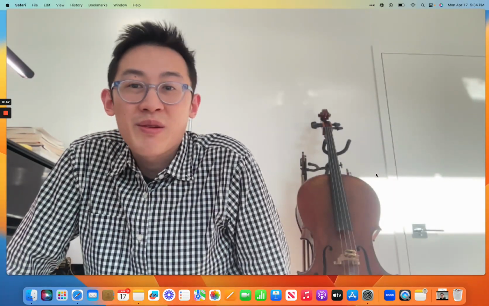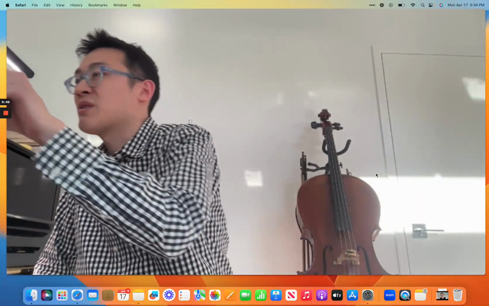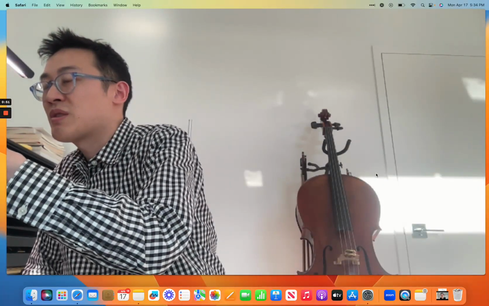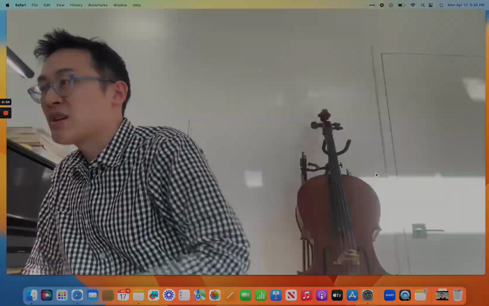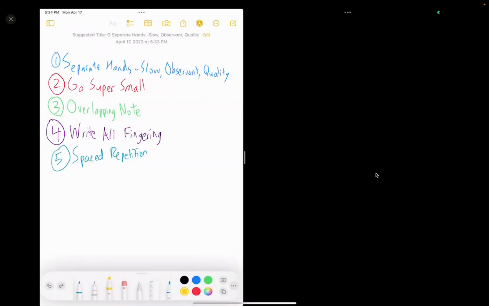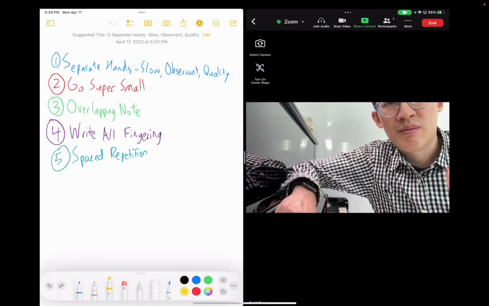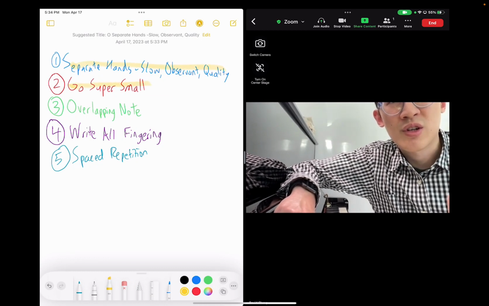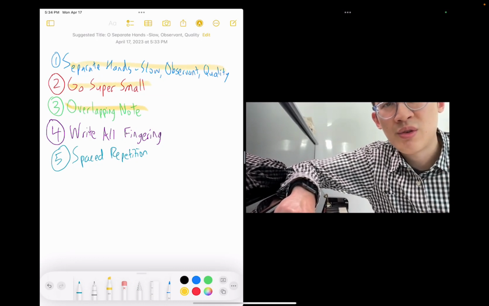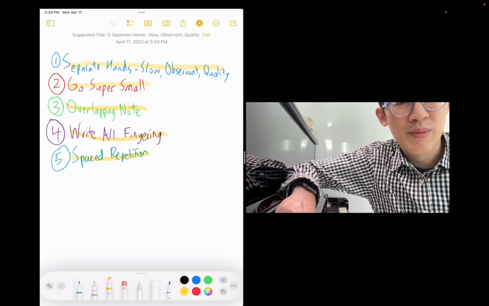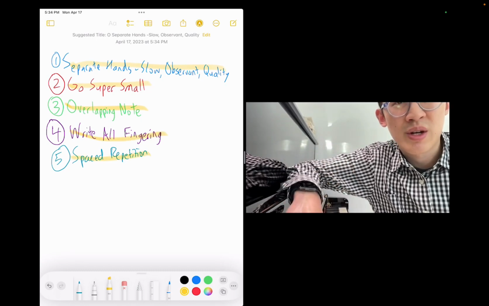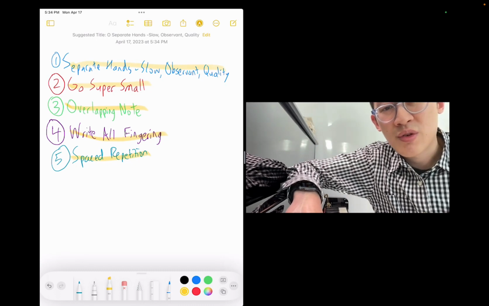So yeah, so far we have talked about separate hands, slow, independent, and to quality. We've talked about going super small. We've talked about an overlapping note always at the end of each given section, writing all the fingering beforehand, going through spaced repetition. I might talk about each one briefly as the video goes on as well.